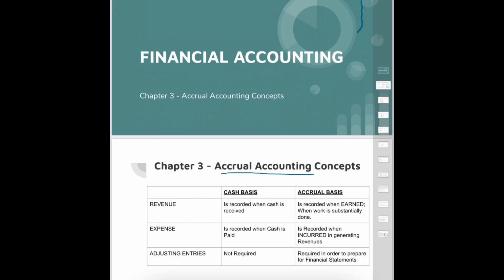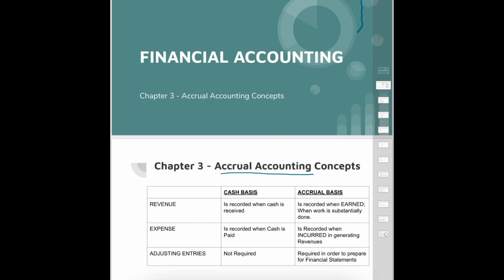It is not in accordance with the generally accepted accounting principles because it does not comply with the matching principle. Now, talking about who uses cash basis of accounting, usually it's used by sole proprietors or small companies.